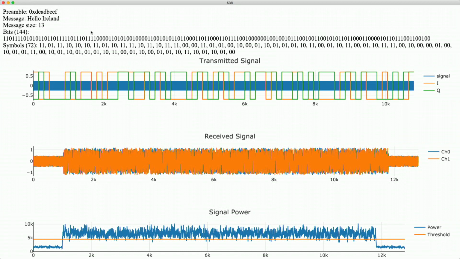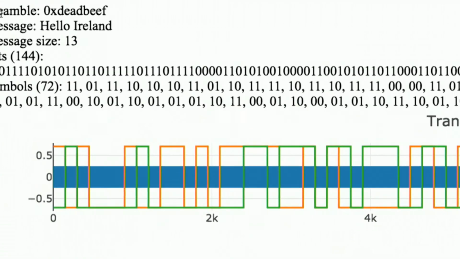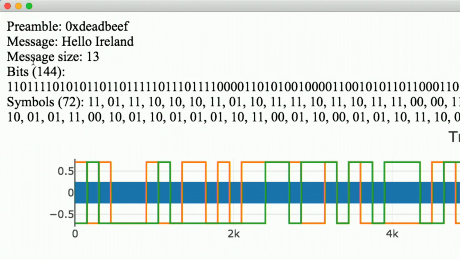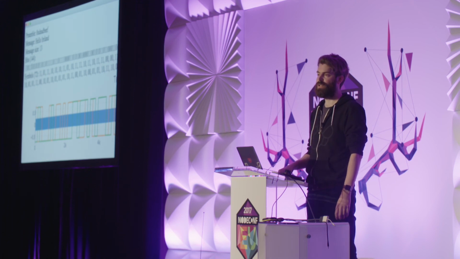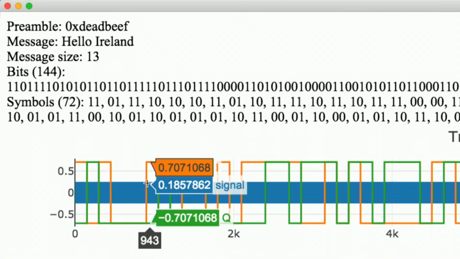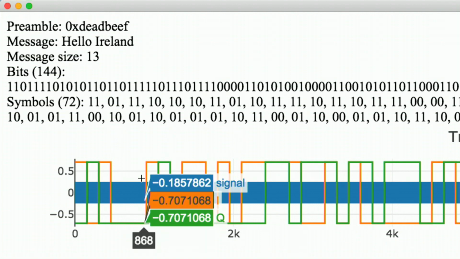So basically, I have a message I want to send. In this case, it's Hello Ireland. I prepend a preamble to let the receiver know that now the actual message is coming. I turn that into bits, and then I turn those bits into symbols. In this case, I'm using QAM 4. So the 144 bits need to be sent in 72 symbols. And then the blue line here is the resulting radio wave that I'm generating.